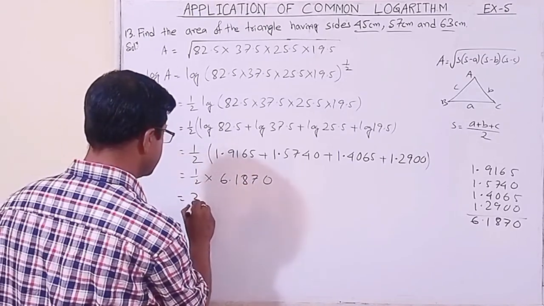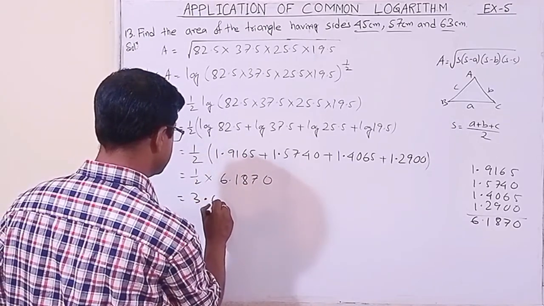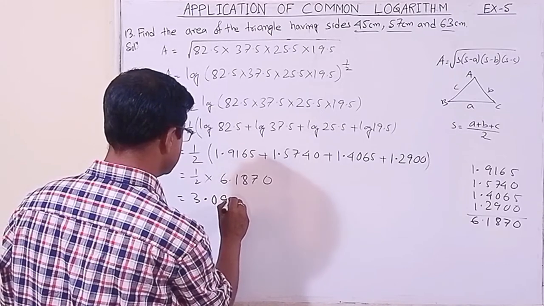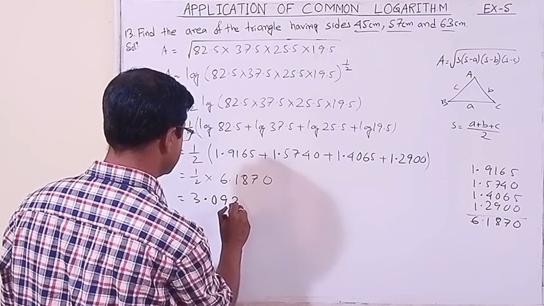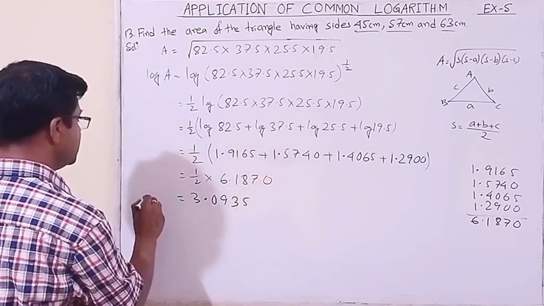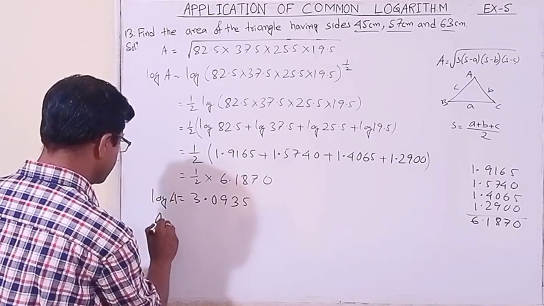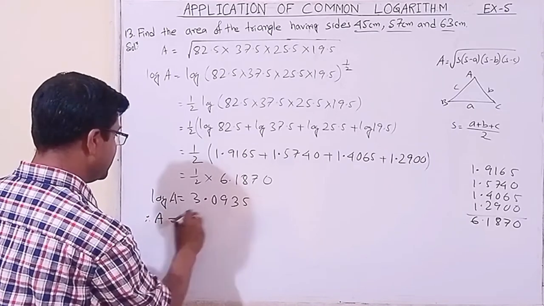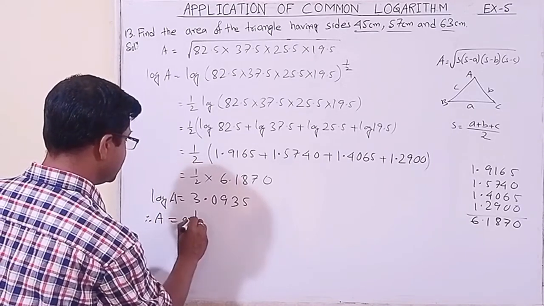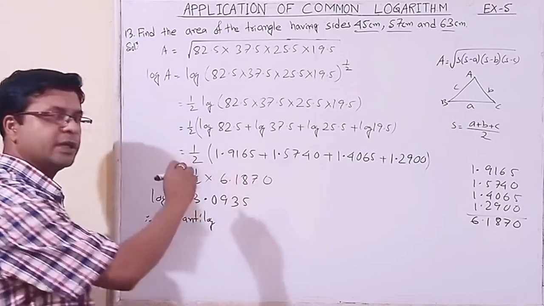Okay, so if we divide by 2, how much are we getting? 3.0935. This is the expression for log of A. We need area, so we have to find A. Therefore A is antilog of this. Okay, so let us find antilog. Log to antilog, you know.